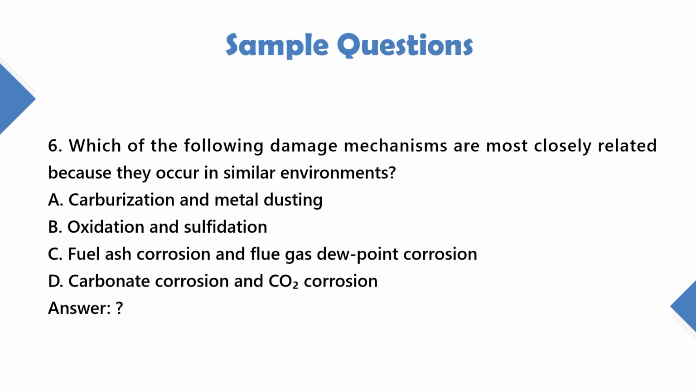6. Which of the following damage mechanisms are most closely related because they occur in similar environments? A. Carburization and metal dusting. B. Oxidation and sulfidation. C. Fuel ash corrosion and flue gas dew point corrosion. D. Carbonate corrosion and carbon dioxide corrosion.